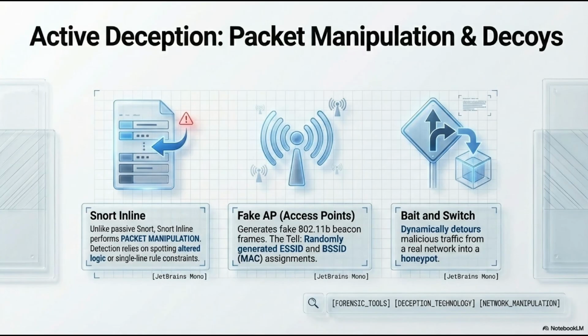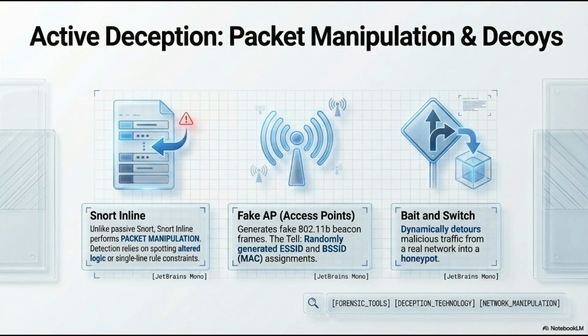Regular Snort is passive. It just watches traffic go by. Snort inline sits in the middle of the road. It is capable of packet manipulation. It can actually modify the data passing through it. And that's the tell. Yes. Attackers can spot it by looking for altered rule logic or packets that don't quite match what they sent. If the packet changes in transit, you're dealing with Snort inline. Packet manipulation is the keyword.